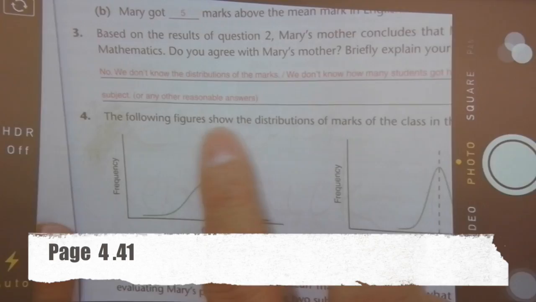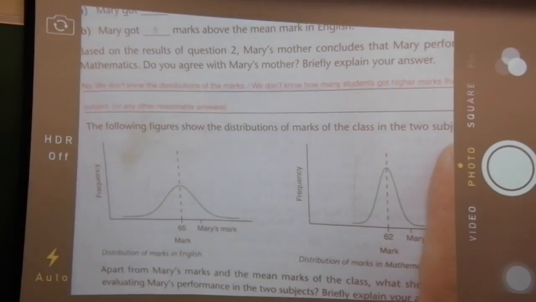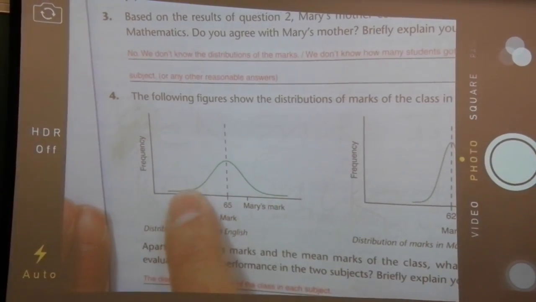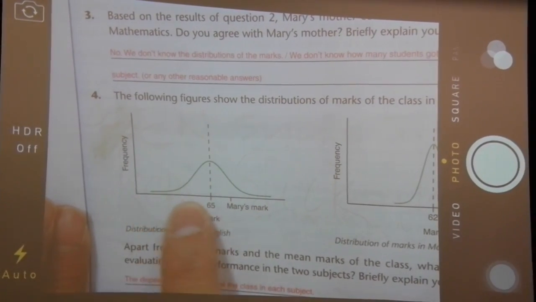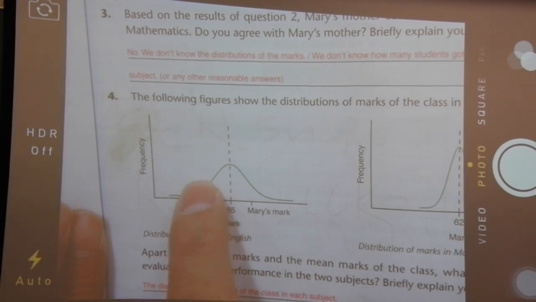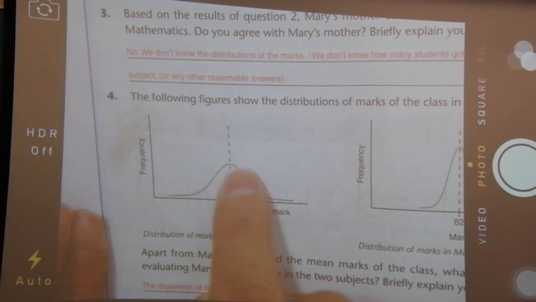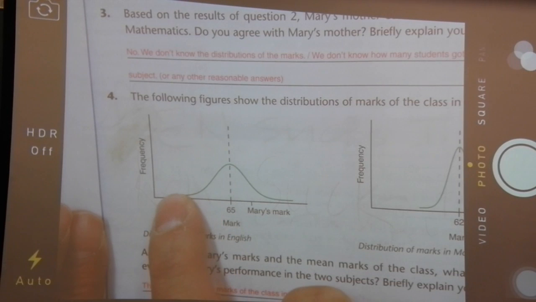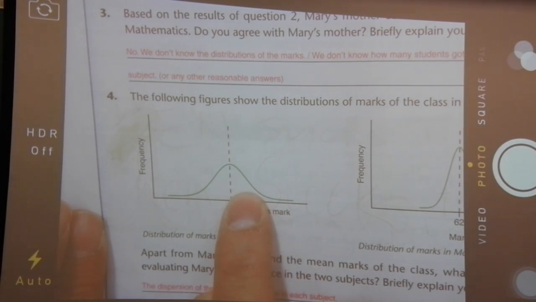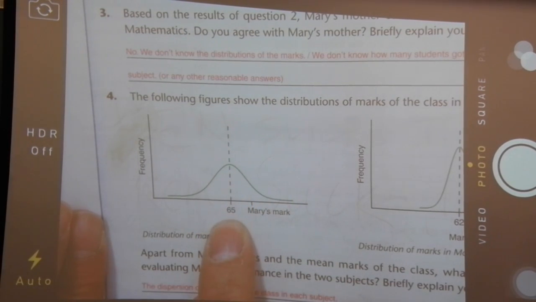Now, the following figure shows the distribution of marks of the cards in the two subjects. So, here, the horizontal axis is the marks, and the vertical axis is how many students have that particular marks. So it shows a curve like that. And we can see on the graph that the marks distribution is rather dispersed. Now, the central one, or the median, or the mode, or actually the average is 65 marks.